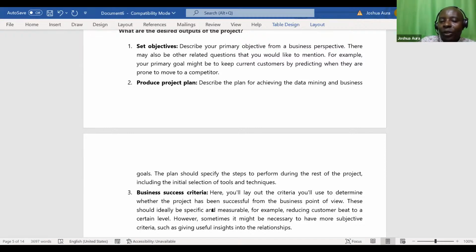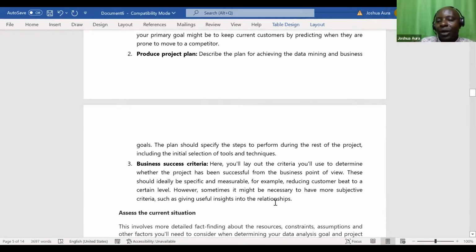Here you lay out the criteria you will use to determine whether the project has been successful from the business point of view. They should ideally be specific and measurable. For example, reducing customer churn to a certain level. However, sometimes it might be necessary to have more subjective criteria, such as giving useful insights into the relationships.